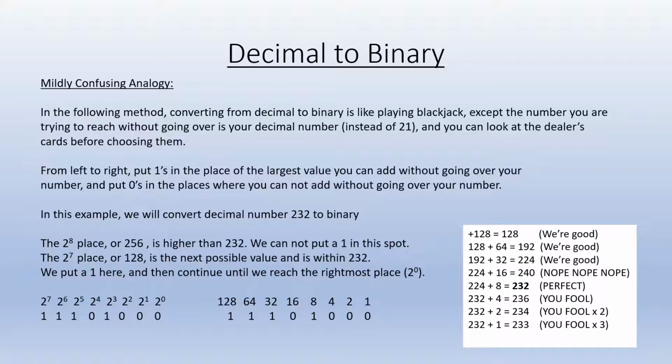Then we try to add 16 to 224. We get 240. That's going over. We can't take that card. We can't take that 16 card. We put a 0 under it. But we can add 8 to 224. We're going to take that 8 card, and we get 232. And that's awesome. That's our number. If we tried to add anything more after that, we'd be dumb because it's going over. So we can't take those extra cards. We put zeros in that spot.